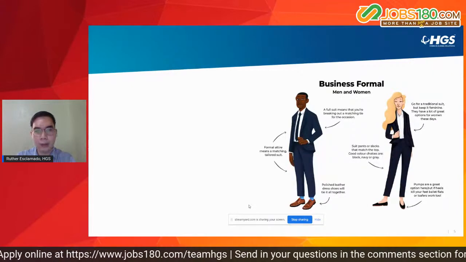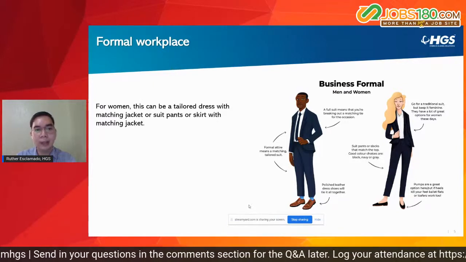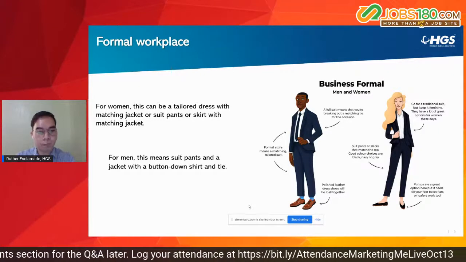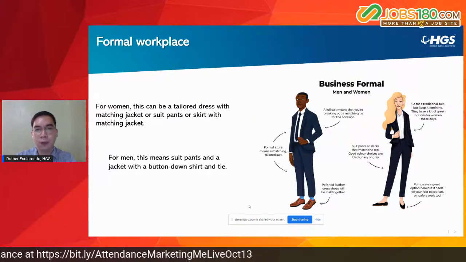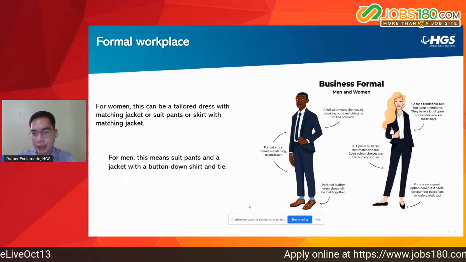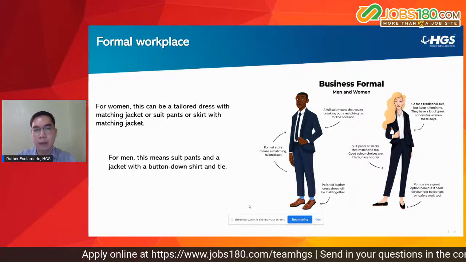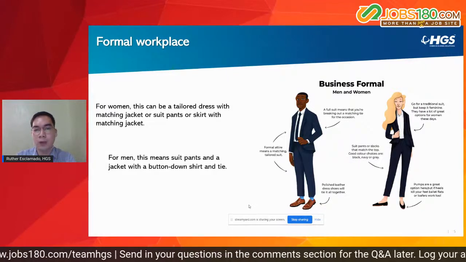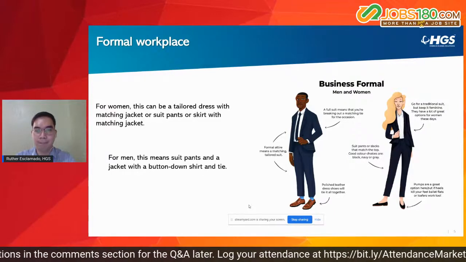Okay, so the last one will be business formal. This is for a formal workplace. For women, this can be a tailored dress with a matching jacket, or suit pants or skirt with a matching jacket. And for men, this means suit pants and a jacket with a button-down shirt and tie. For business formal, make sure that you're wearing a matching jacket and pants. Men can also wear a tie that matches their suit or blazer.